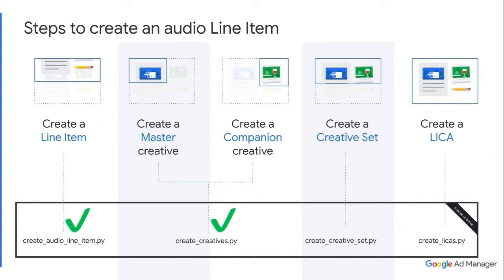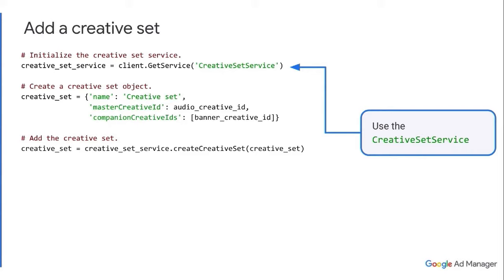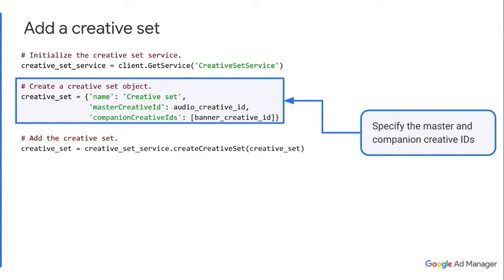So far, I have created the line item, an audio, and banner creatives. Now, let's put the creatives together in a creative set. To do so, I start with initializing the creative set service. From the previous step, I copy the audio creative ID to the master creative ID field, and then I copy the image banner creative ID to the companion creative IDs array.